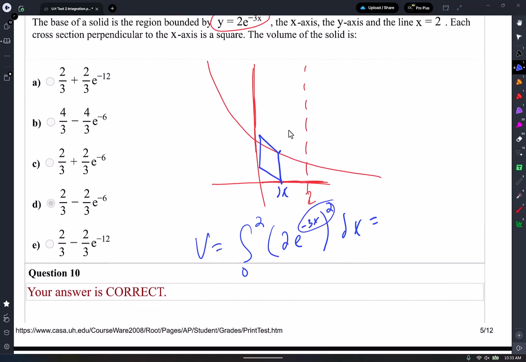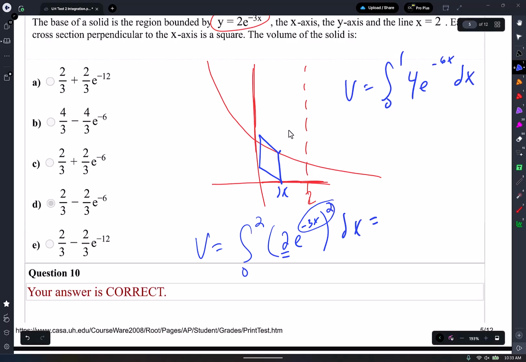When you have an exponent raised to an exponent, volume equals integral 0 to 4. 2 squared is 4. And now that's going to be e to the negative 6x. Where'd I get what? Oh, yeah, 0 to 2. 0 to 2. Sorry, thank you. I would have been wrong. 0 to 2. I was getting ahead of myself. 2 squared is 4. I think everything else is correct, right?